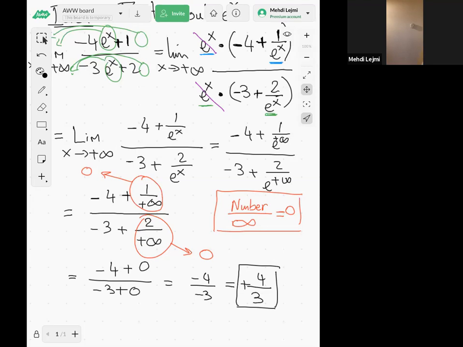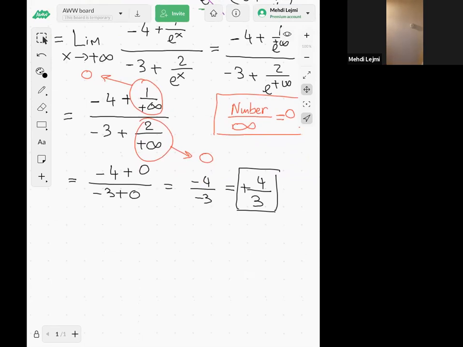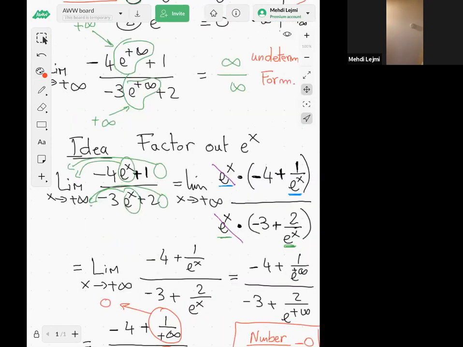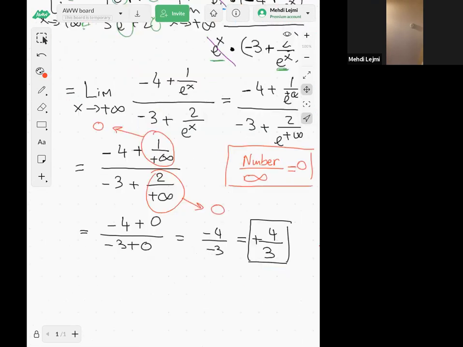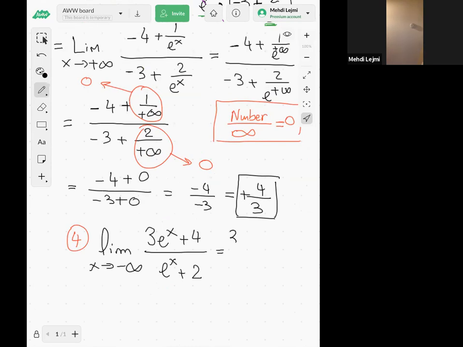So for the next one, the exponential with x going to negative infinity, we have to use the rule which says that e to the negative infinity is zero. So this is number four. We have the limit as x goes to negative infinity of three e to the x plus four over e to the x plus two. If you replace x by negative infinity, we have three e to the negative infinity plus 4 over e to the negative infinity plus 2.